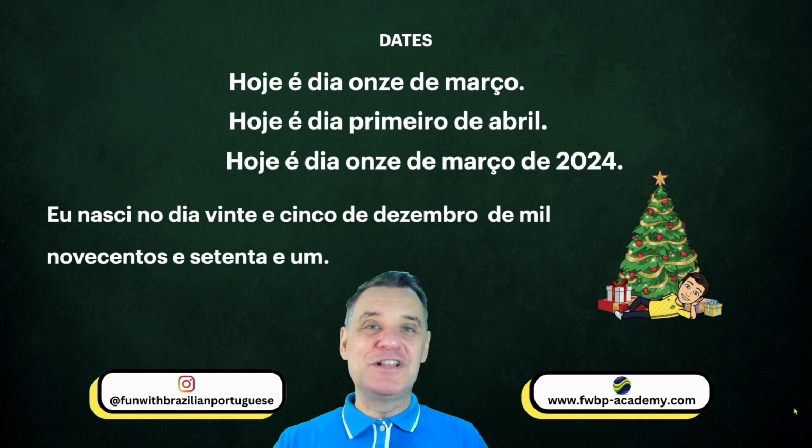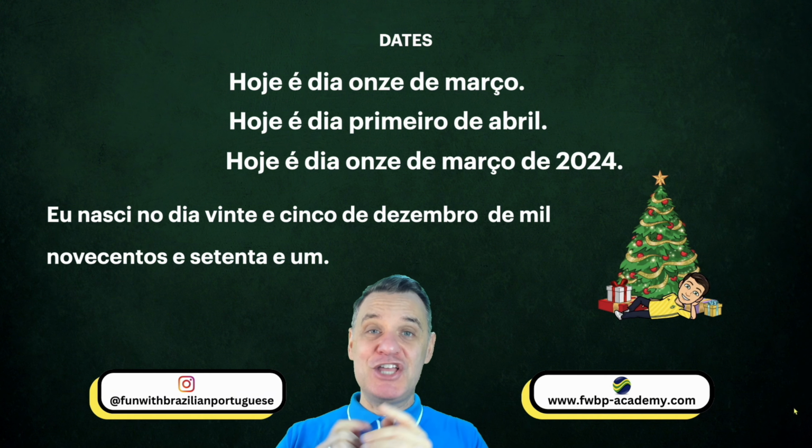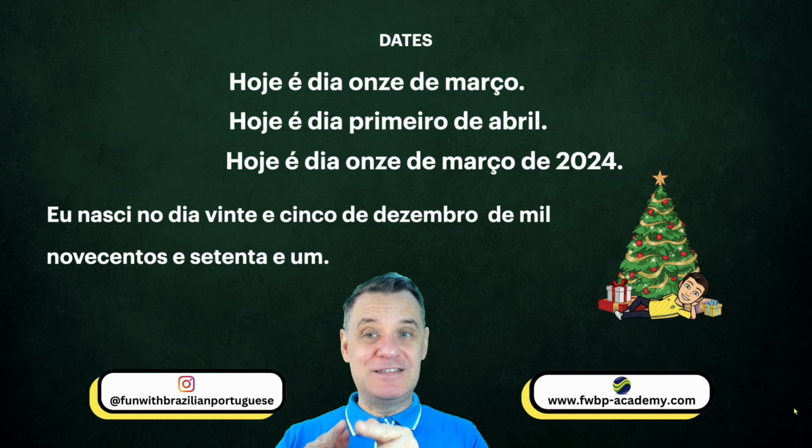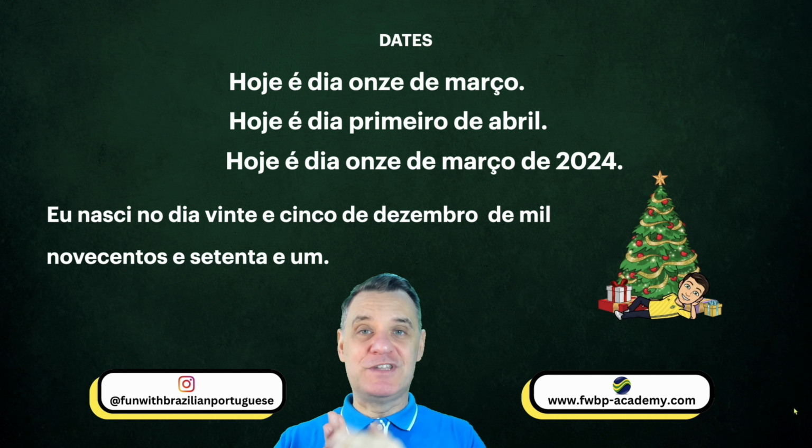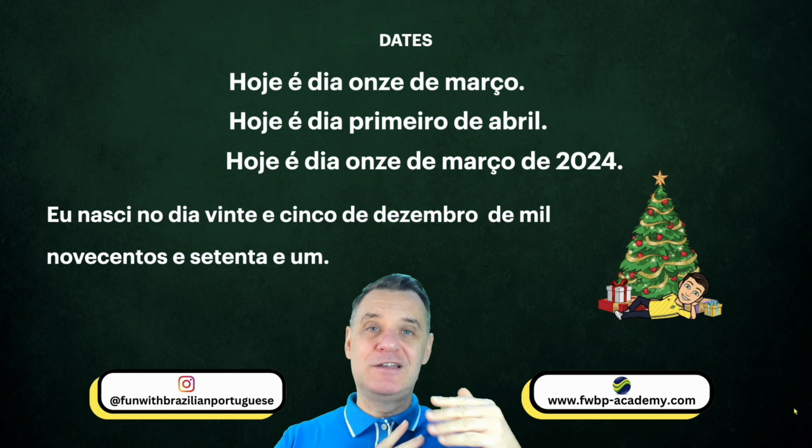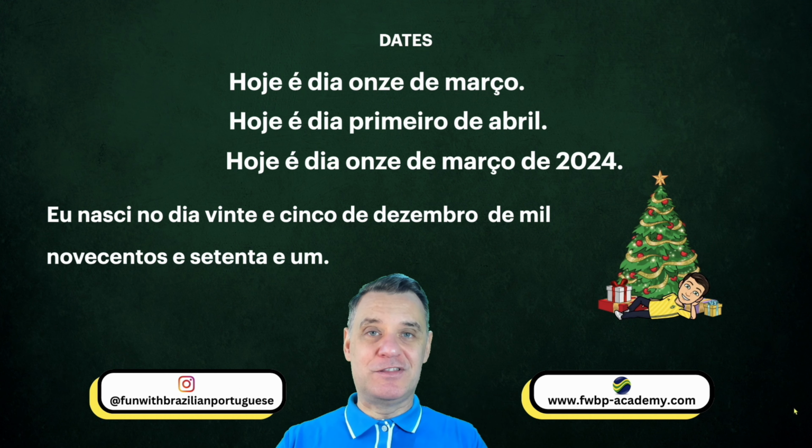Now, if you'd like to get a bit of practice, you can tell me in the comments your date of birth using this exact same sentence structure. I was born on, eu nasci no dia, and then your date of birth. I'll have a look and give you some feedback.